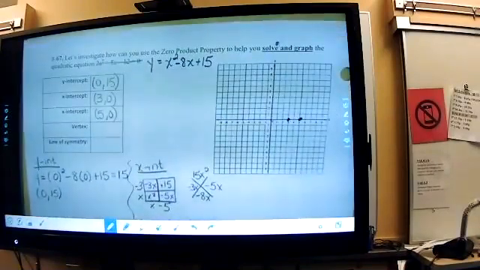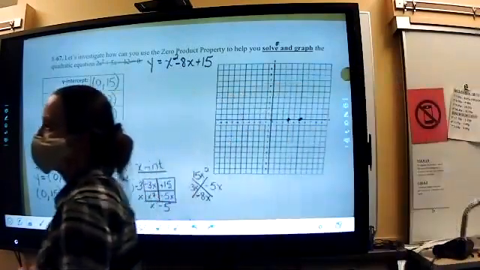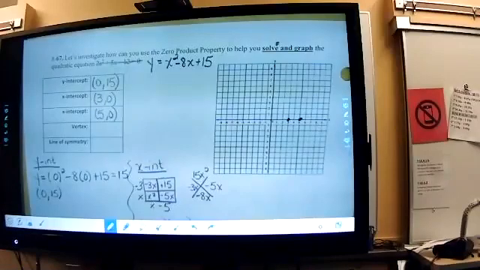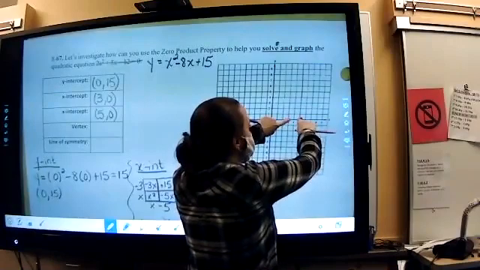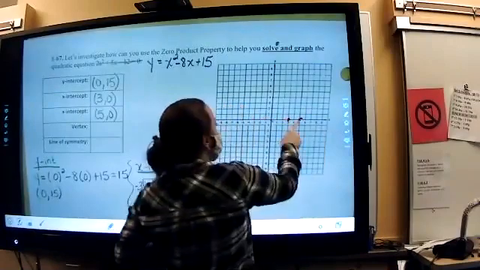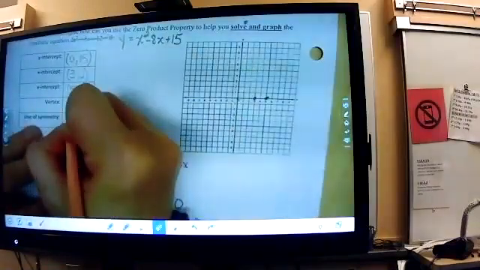What's the one thing we have left in our table that we have to find? The vertex. Oh, that tricky vertex. Where will the vertex be? In between. It's halfway, right? What is halfway between those two? 4. Okay, so we know that the vertex is at 4 something.